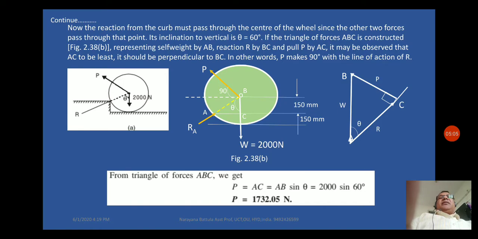It may be observed that for AC to be least, it should be perpendicular to BC. In other words, P makes 90 degrees with the line of action of R. That is, from the triangle of forces ABC, P is equal to AC, which is equal to AB sin theta, equal to 2000 sin 60 degrees. That is, P is equal to 1732.05 newtons.